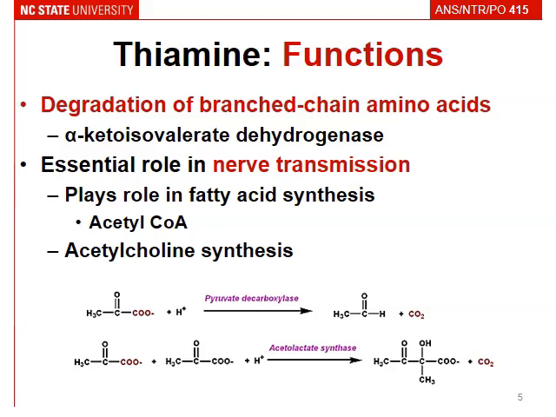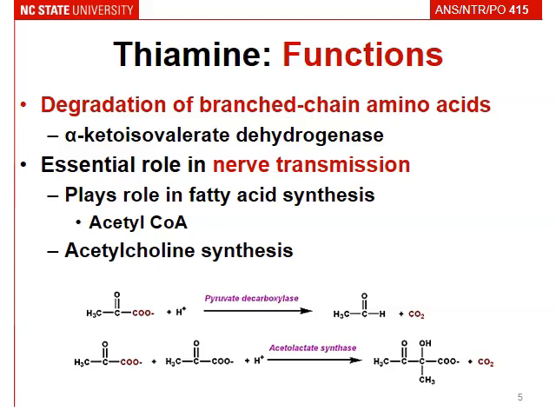In addition, it's necessary for nerve transmission. So one of the common symptoms that you end up seeing in animals that are deficient in thiamine is they have this neurological issue where they will do what we call stargazing, where they'll just put their head back and just stare up at the sky. That happens because of thiamine's involvement in nerve transmission.